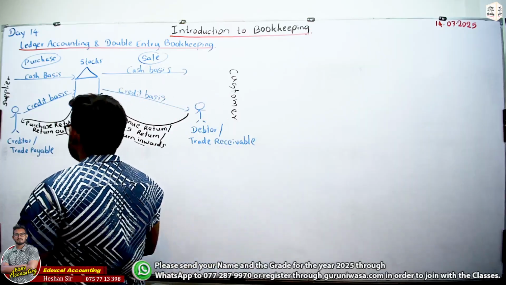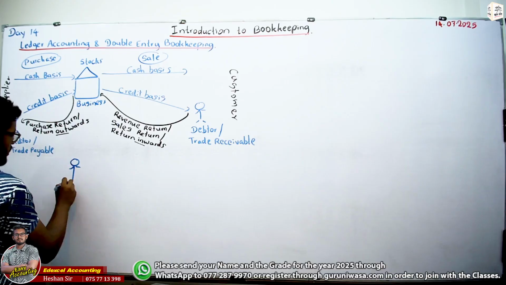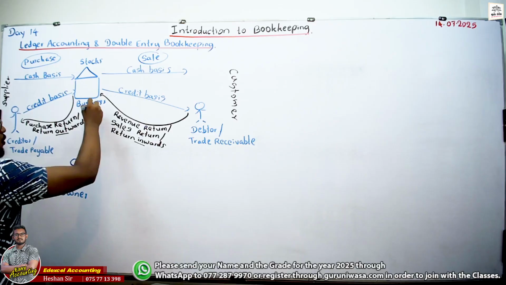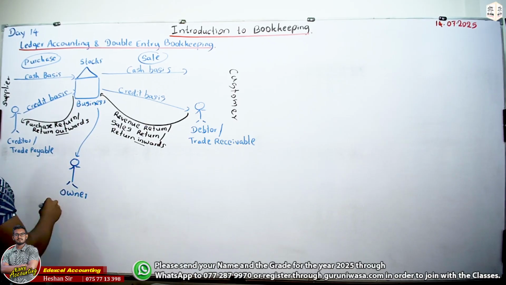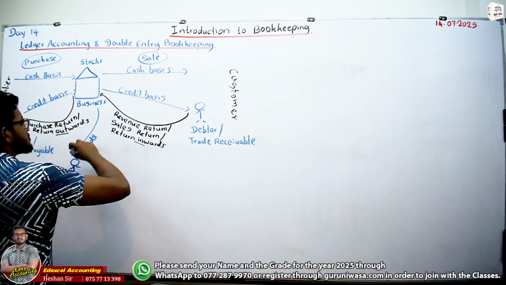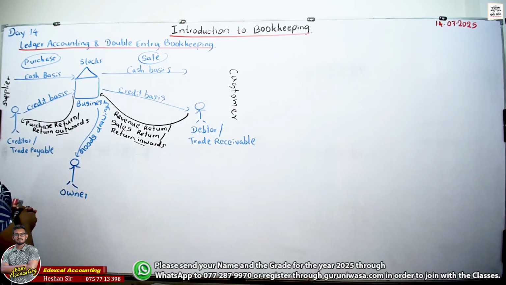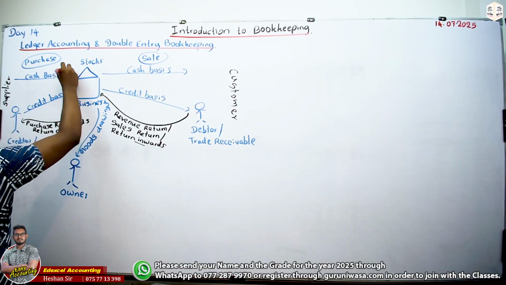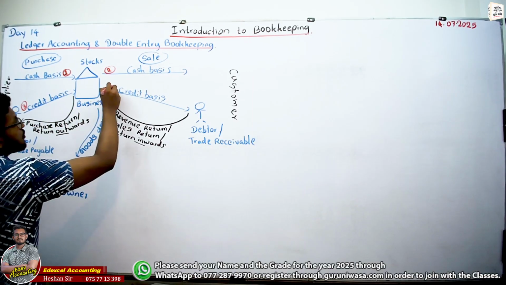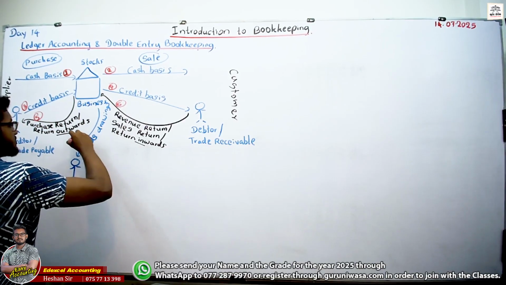And not only that, there's another way, I'll explain it here as well. Think this is the owner. The owner also takes goods. We call it owner's goods drawings. Think the owner also withdraws goods, drawings. I'll explain everything in one go. So I'll take 1, 2, 3, 4, 5, 6, and 7 situations.